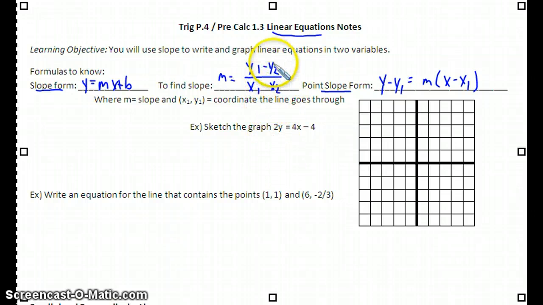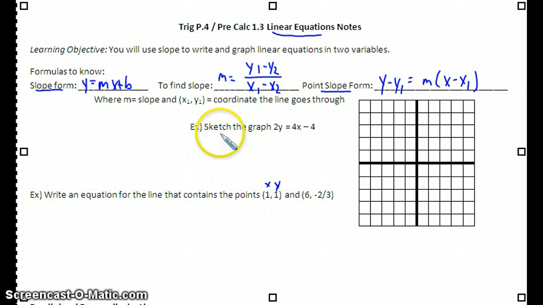What is important though is that the y values are in the numerator, and that tends to be a common mistake because when we're given a coordinate point like here, x comes first and then y. So we tend to put the wrong terms in the numerator when we are calculating our slope. So just be careful of that.